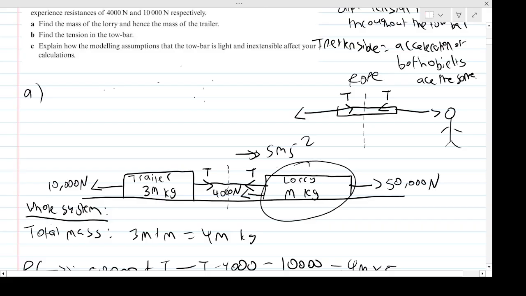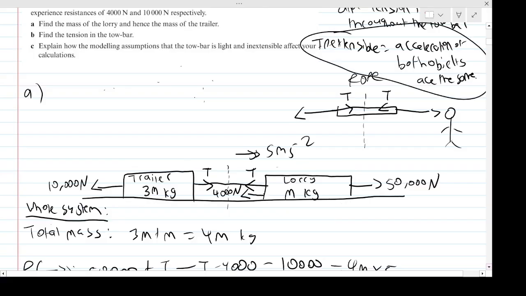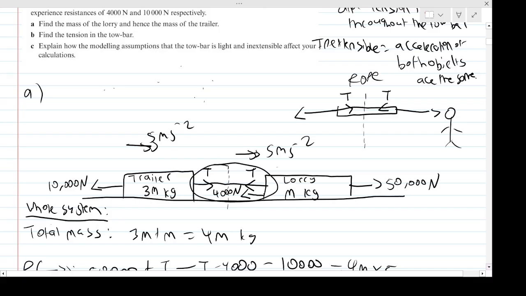Maybe the trailer is heavier than the lorry, but you might be thinking the acceleration might be different, right? But again, not necessarily, because we added this assumption, which simplifies our calculations. So the acceleration of both the trailer and the lorry are both 5, and they're both moving forwards, okay? That's what an inextensible rope does. So if two objects are connected by the same rope or tow bar, the acceleration of both objects connected has to be the same, okay?